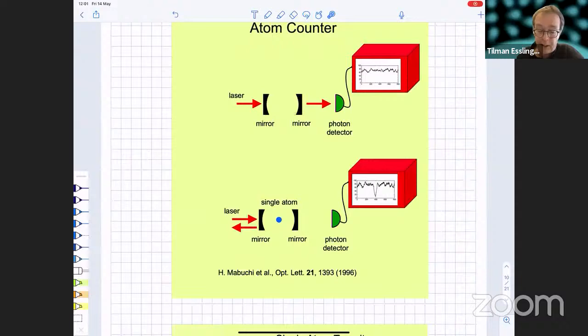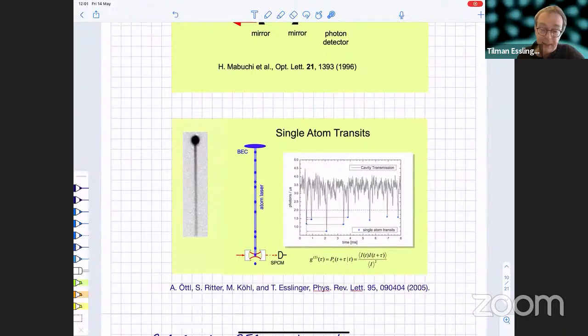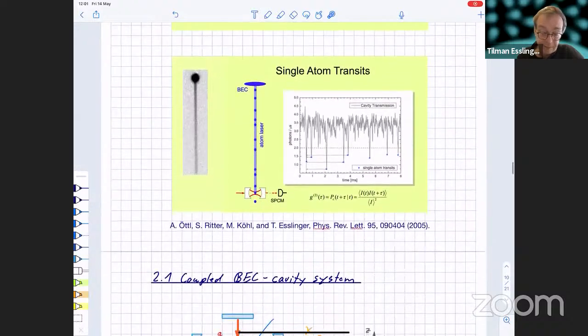And in Kimble's lab some time ago, they did the first experiments on that. We used that at some time for an atom laser, which is shown here. You output couple a coherent beam of atoms, and then we let a very, very weak beam, and we counted the atoms using a cavity, and then we could make counting statistics by measuring. So here, these are the single transients of the atoms, and we could make counting statistics on that.